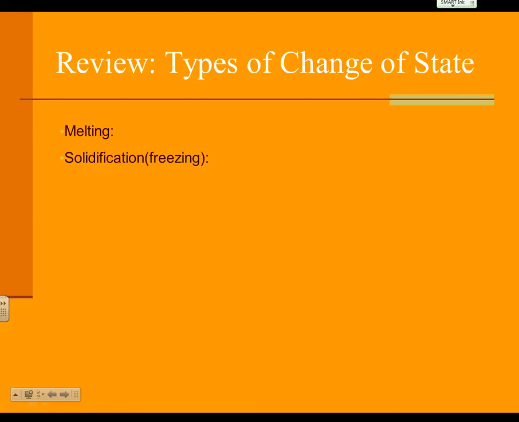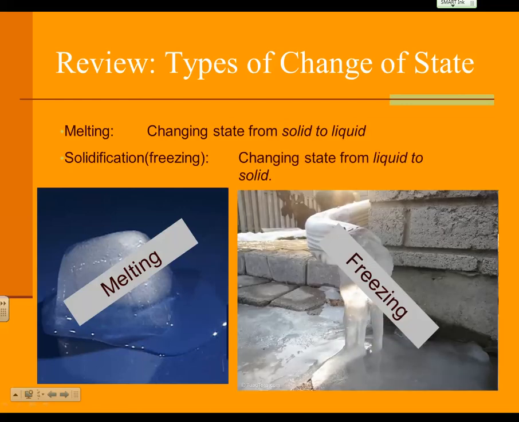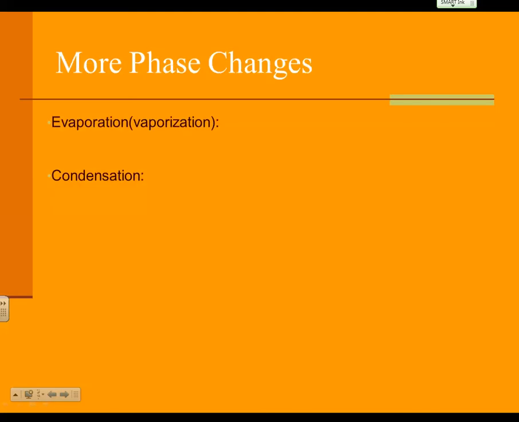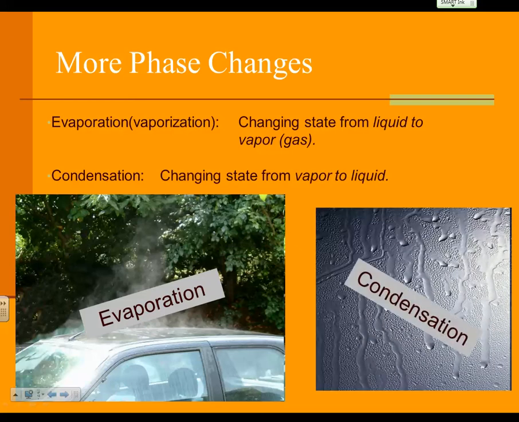Okay, some more review. Types of change of state. Melting and solidification. These are opposites of each other. And we learned about melting before, changing state from a solid to liquid. So, you can see the ice, obviously they're melting. And solidification or freezing goes backwards from liquid to solid. Evaporation or vaporization, changing state from liquid to vapor. You can see it, the water vaporizing off the surface of the car. And condensation, the opposite, changing state from vapor to liquid.